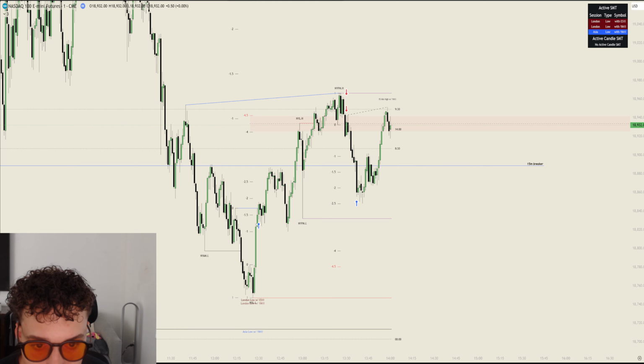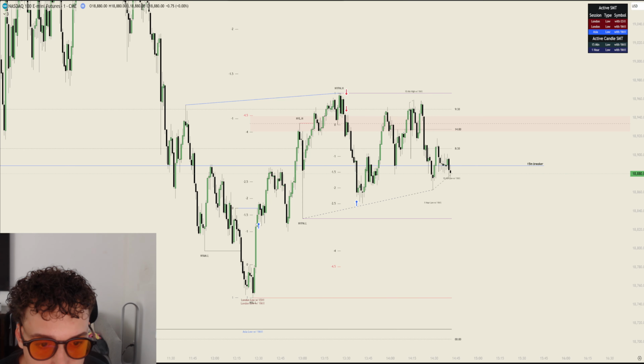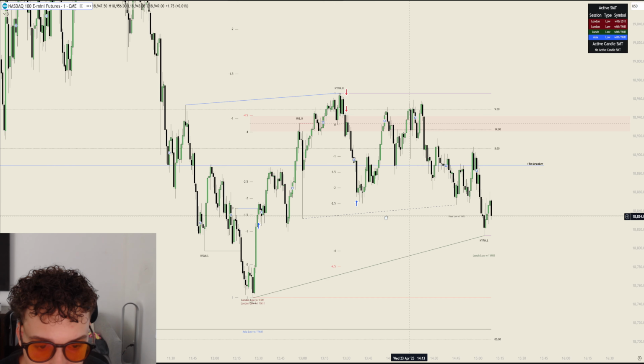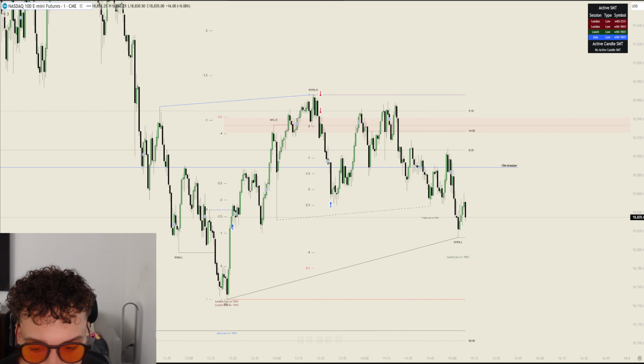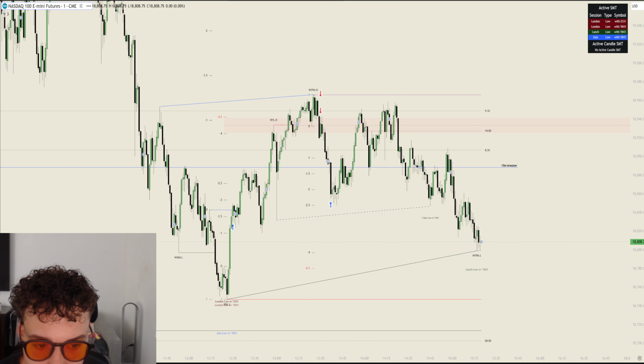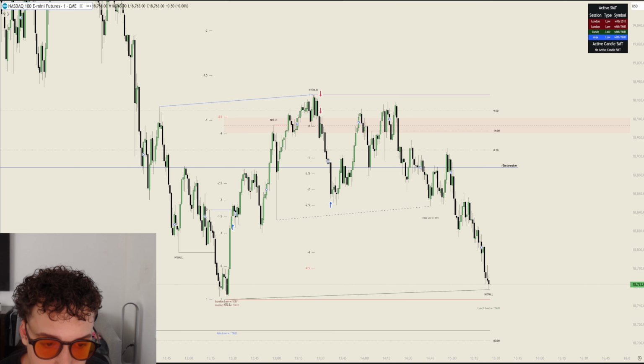And actually not sure how the rest of the day played out, if we even ended up taking lunch low. We did. That would have been sweet. And then these longs look sweet as well. Oh, never mind. Never gave an opportunity to long.